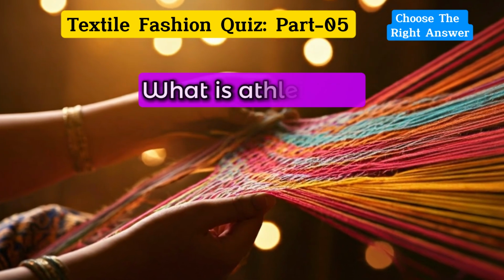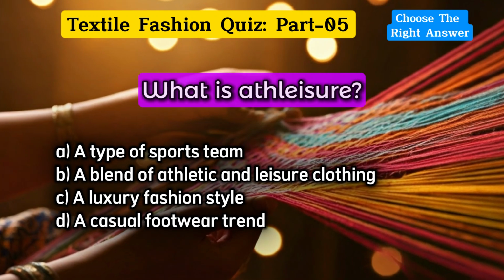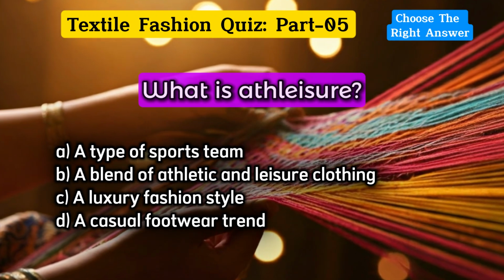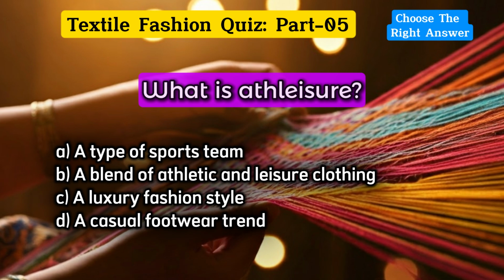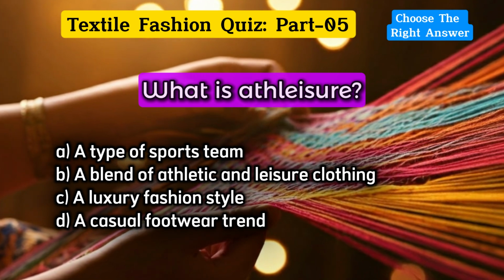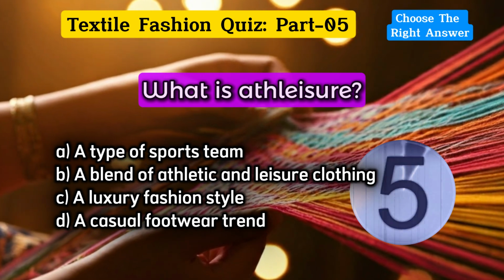What is athleisure? A. Type of sports team. B. A blend of athletic and leisure clothing. C. A luxury fashion style. D. A casual footwear trend.